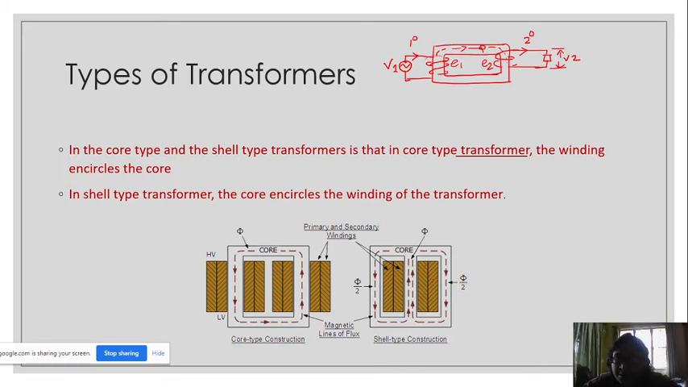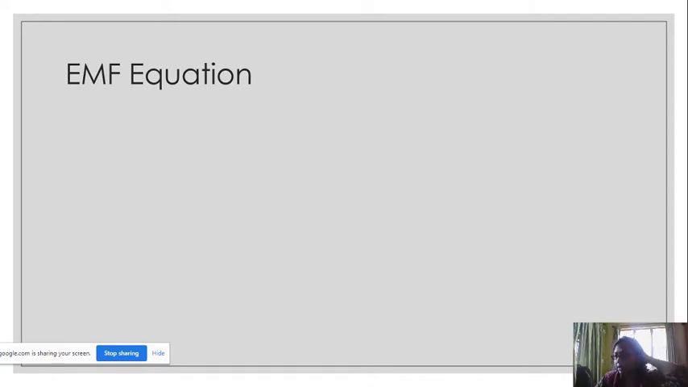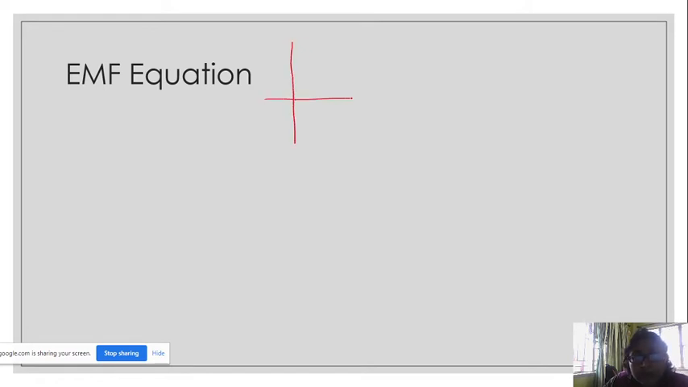Okay, next, let us proceed to the next part. If this is the transformer's construction, then how are EMFs actually induced? We can understand physically, we get a glimpse of how EMF can be induced. So what will be the value of EMF? Suppose this is my flux.